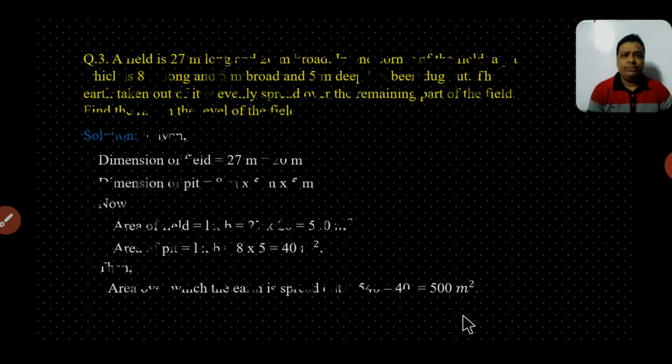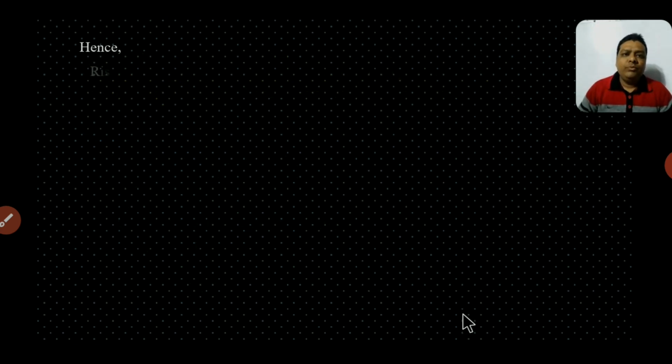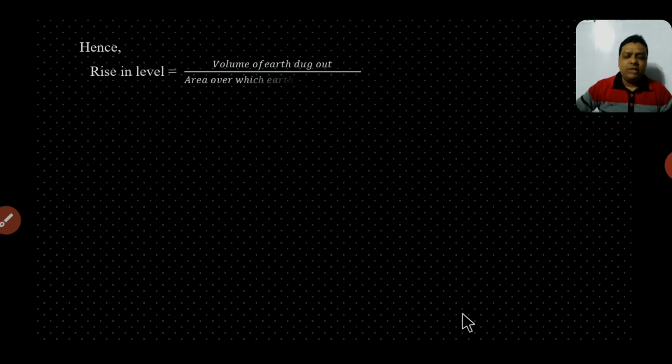Okay, students. Now, we can say that for rise in level, there is a formula. Why is there a formula? Directly, how can we know that there is the formula? Because you can see that the earth which is taken out of the pit should be equal to the earth spread over the remaining part of the field. Clearly, both are equal. Both are the shape of a cuboid. It means the earth is the same. Okay. It means the volume of the soil is the same. Okay. So we can use this formula.